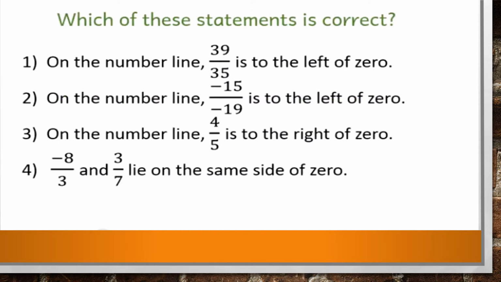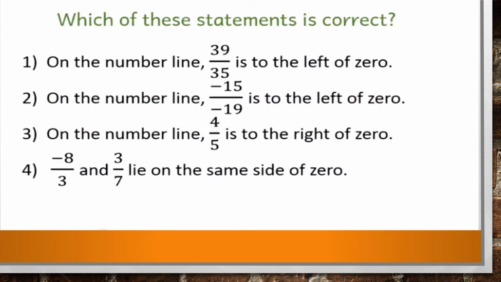Let's move on to the next question. Which of these statements is correct? Okay, so let us read the statements first. On the number line, 39/35 is to the left of 0. Okay, 39/35 is to the left of 0. Is this correct? No. Why no? Because 39/35 is a positive number. On which side will 39/35 be? It should come on the right side, right?